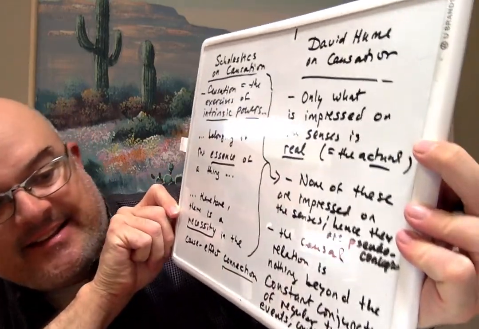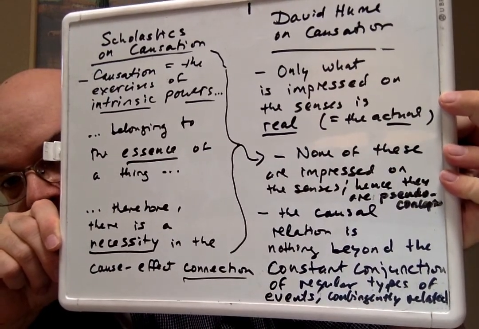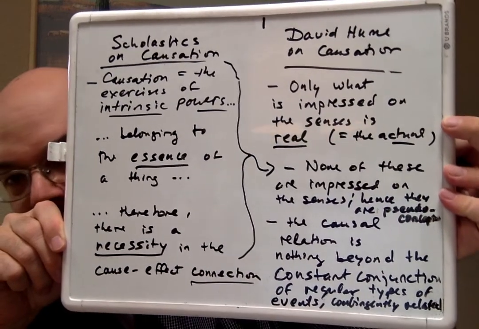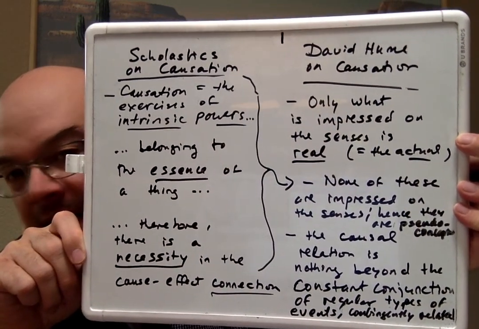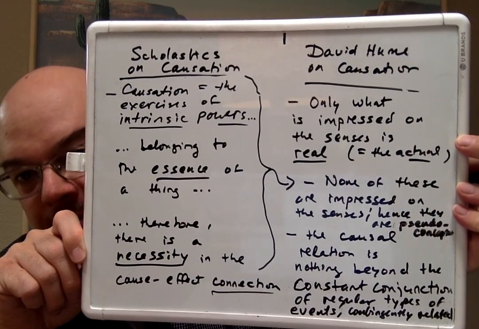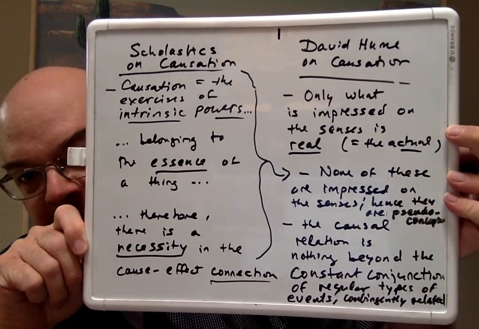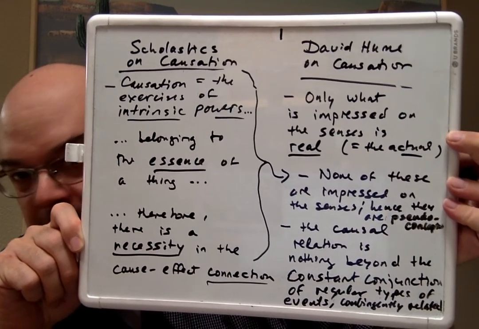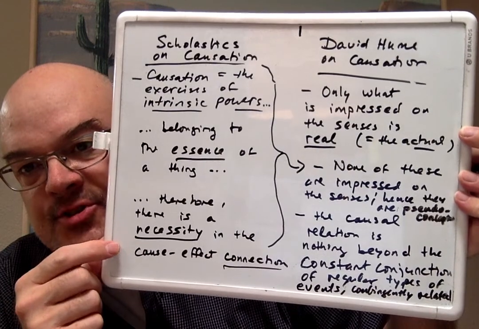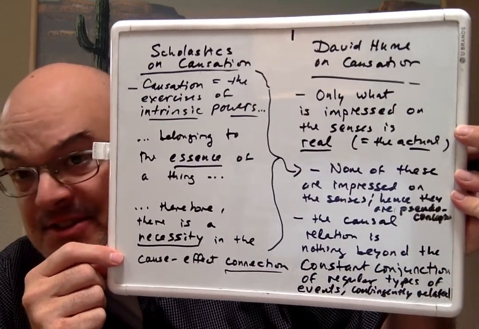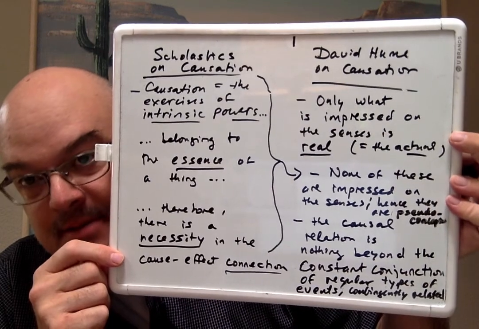So the causal relation is nothing beyond the constant conjunction of regular events, regular types of events, which are contingently related. So there's nothing beyond the causal connection between flame, open flame, and boiling water, beyond the fact that we constantly observe that when we put water over flame, it boils. And that's it. There's nothing else to the story of causation. And Hume said that we just observe this occurring many times, and like Pavlov's dog, we just sort of become conditioned to expect it to happen. And that gives us a pseudo idea that there's actually a necessary connection there. But this is a pseudo idea. There's no ground for this in Hume's epistemology, his empiricism.